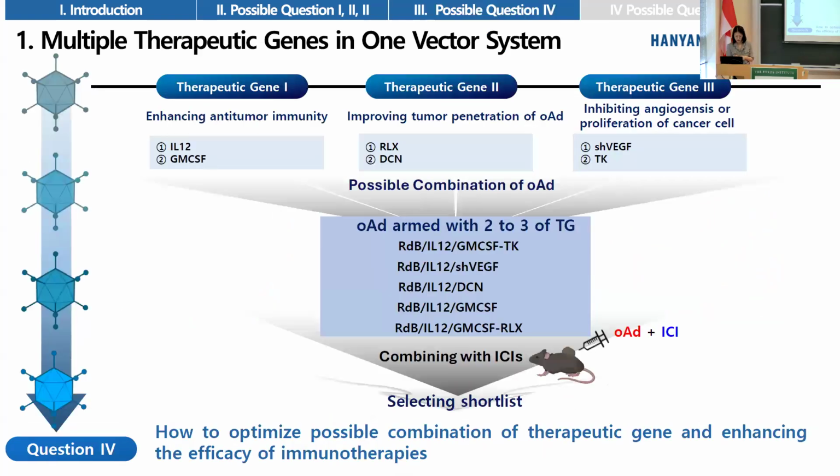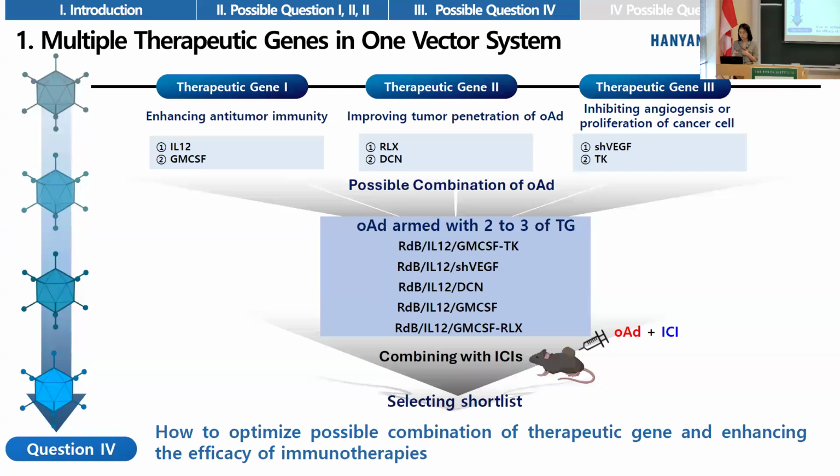Yeah, the second part is the combination of oncolytic virus with the immune checkpoint inhibitor. To strengthen the therapeutic efficacy of oncolytic virus, we can use multiple therapeutic genes in one vector system. Therapeutic gene group 1 includes IL-12 and GM-CSF and so on, which can enhance the anti-tumor efficacy. And group 2 can include relaxin and decorin, which can degrade the extracellular matrix in the tissue so that it can improve the tumor penetration of oncolytic virus.